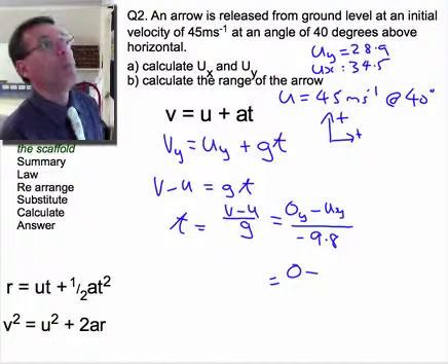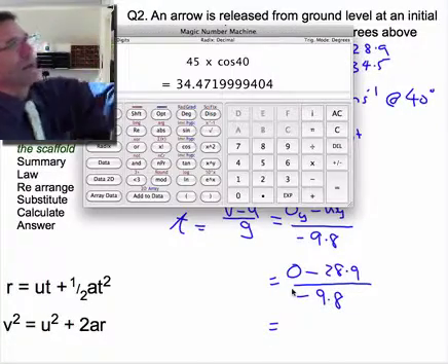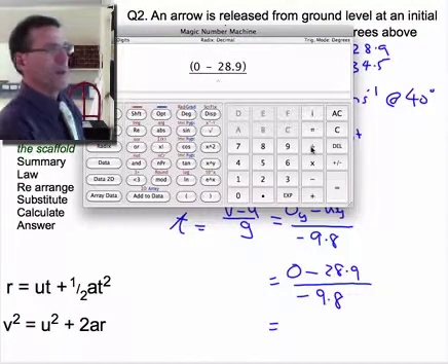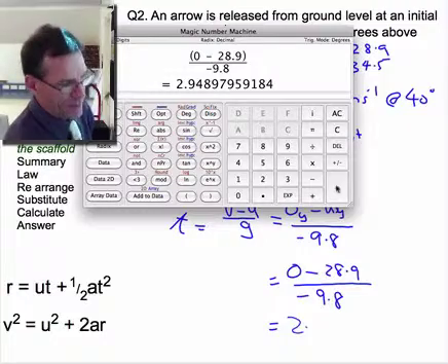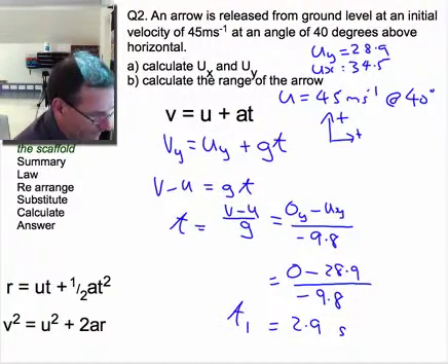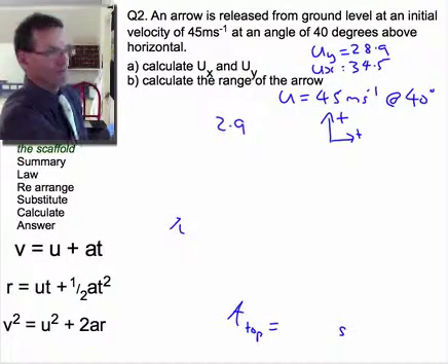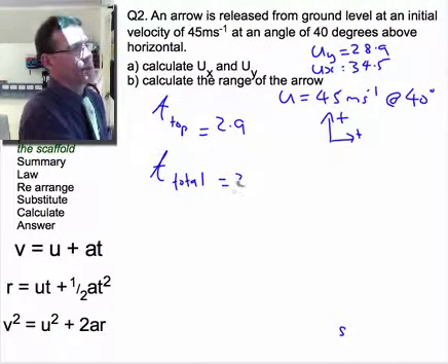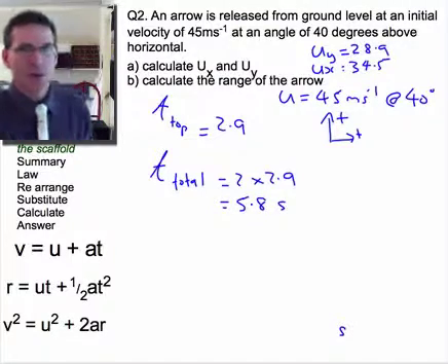So that's going to be 0 minus 28.9 divided by minus 9.8. That gives us a time of 2.9 seconds to the top of flight. Let's put that away for now because we've used that one. Now that we've got the time to the top of flight, the total flight time is going to be equal to 2 times 2.9, which is 5.8 seconds for the total flight time.